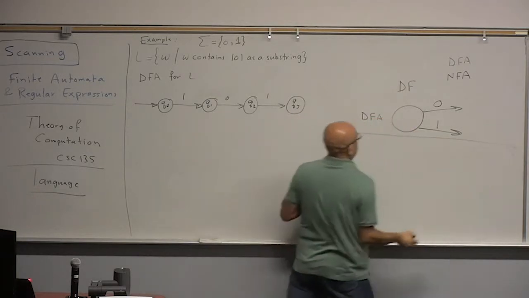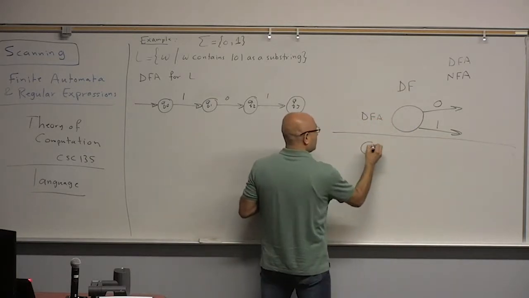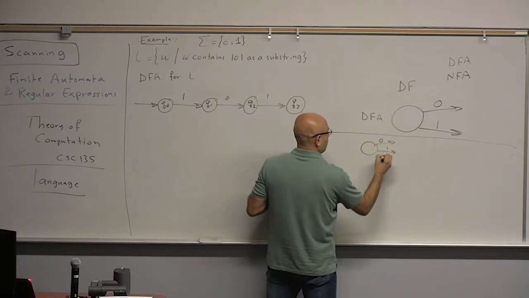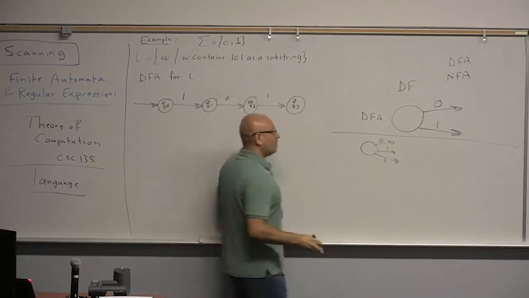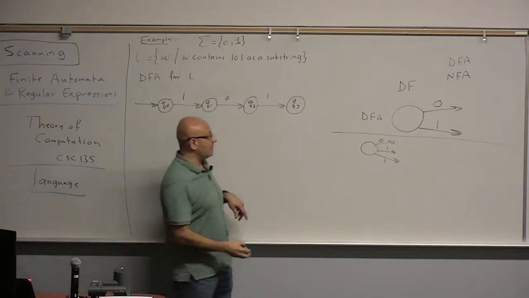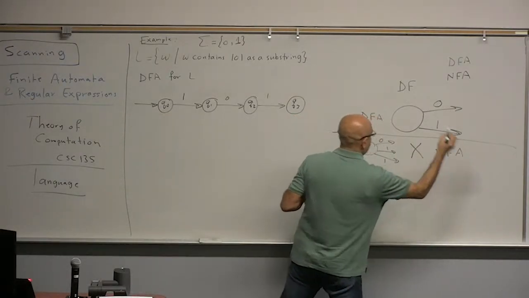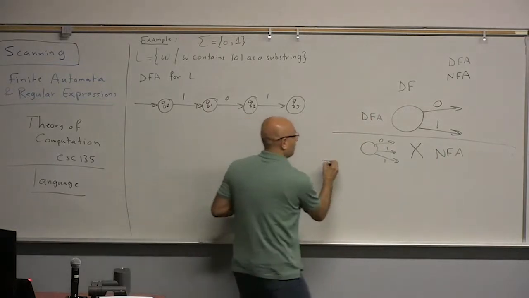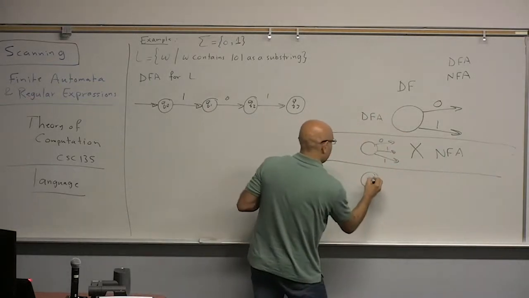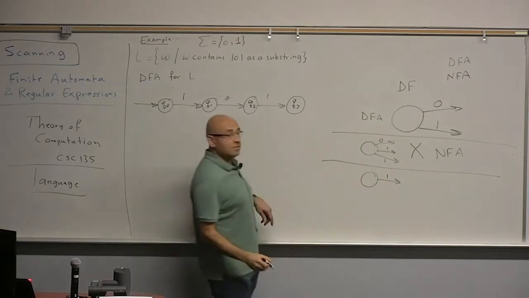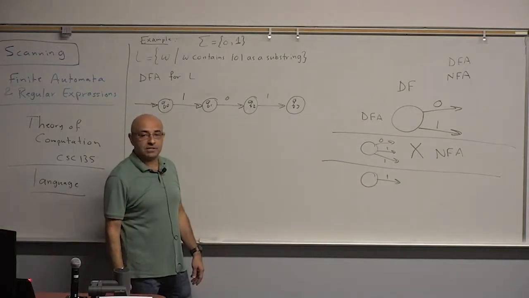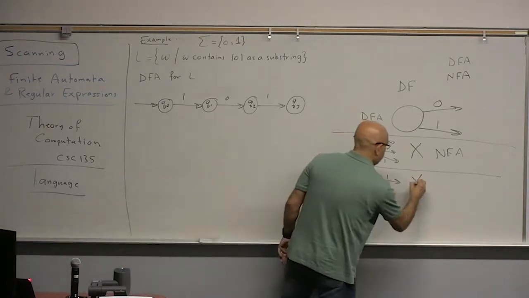While if you have something like this, with two transitions for a 1, then this is not a DFA. This is an NFA. If you have a transition for a 1 and you don't have a transition for a 0, then this is not a DFA, this is an NFA.